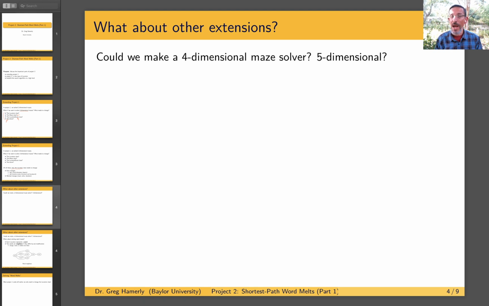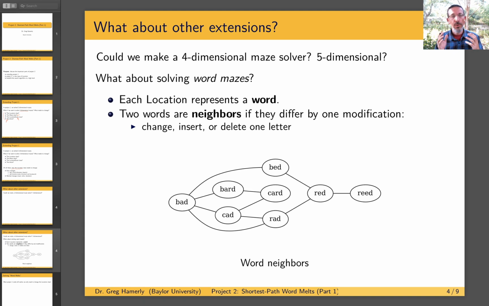But what if we went a little bit further afield? What if we changed it even more radically? What if we wanted to solve so-called word mazes, or what I sometimes call word melts, okay? And this is what Project 2 is going to be about. So now a location is not a point in 2 dimensions or a point in 3 dimensions. Each location now represents a word, okay? A word is no longer a point in 2-dimensional space, but it is a sort of place that the maze solver can be in, right? You could be in a word, or you could be in a different word. And 2 words are considered to be neighbors if and only if they differ by one modification, where a modification is changing one letter, inserting one letter, or deleting one letter.